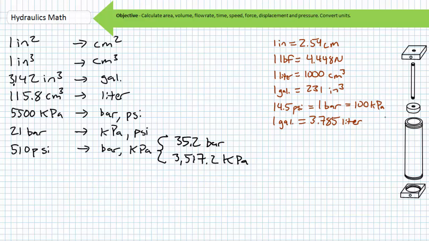This next example problem is a remix of the remix, and I feel confident you should be able to arrive at the numbers 35.2 bar rounded to the tenths place and 3,517.2 kilopascals rounded to the tenths place.